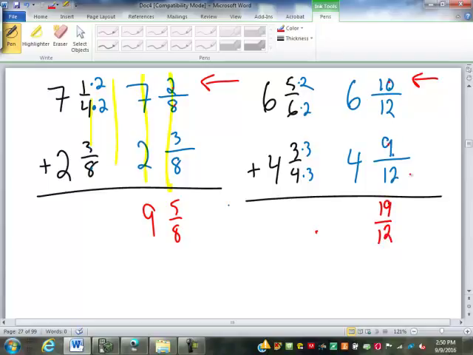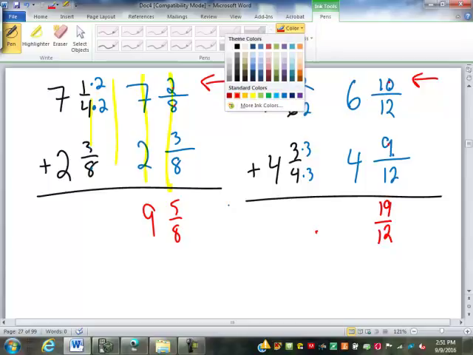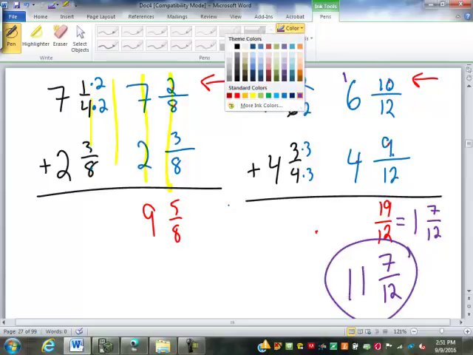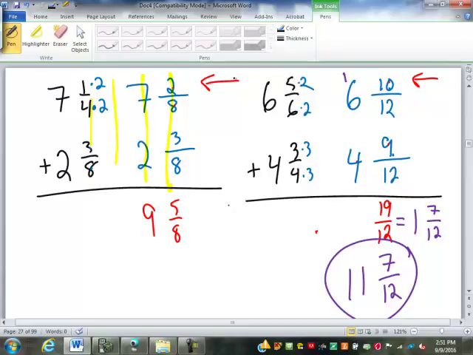19 twelfths. Now we see that that is an improper fraction. We can take one whole object out of there. How many pieces would be left over? 7. So 7 twelfths. So we're going to, just like anything else, keep part of it and carry part of it. It's the fraction digit here, so we keep the fraction and we carry the 1. 1 and 6 makes 7, and 4 makes 11. So 11 and 7 twelfths. Not too bad?